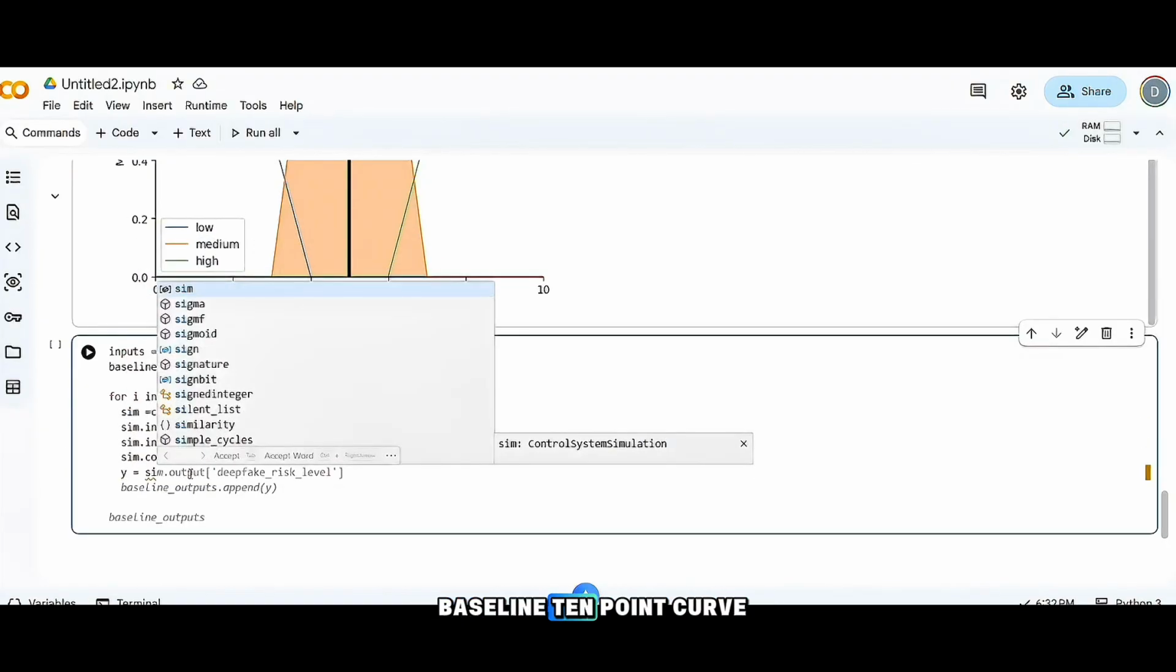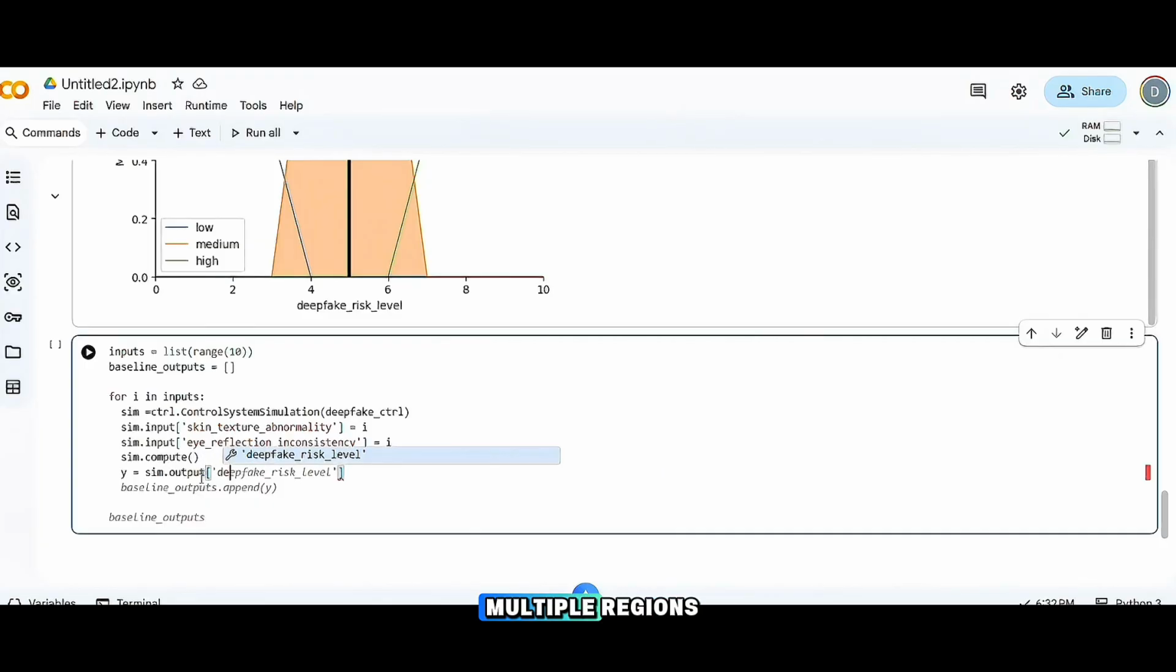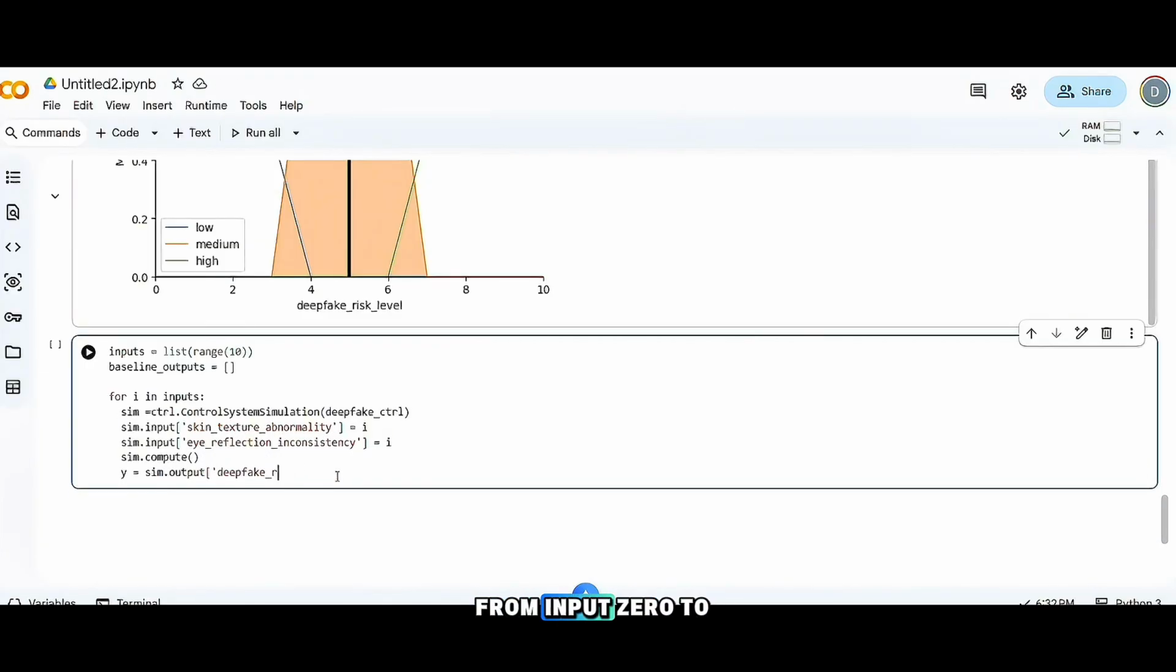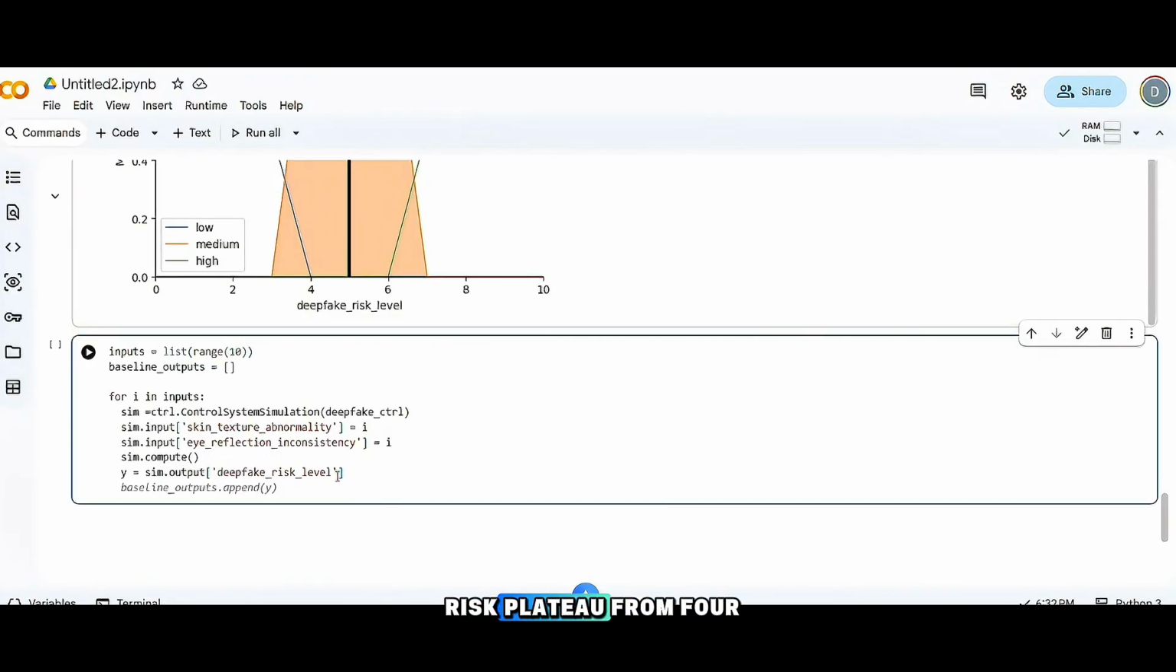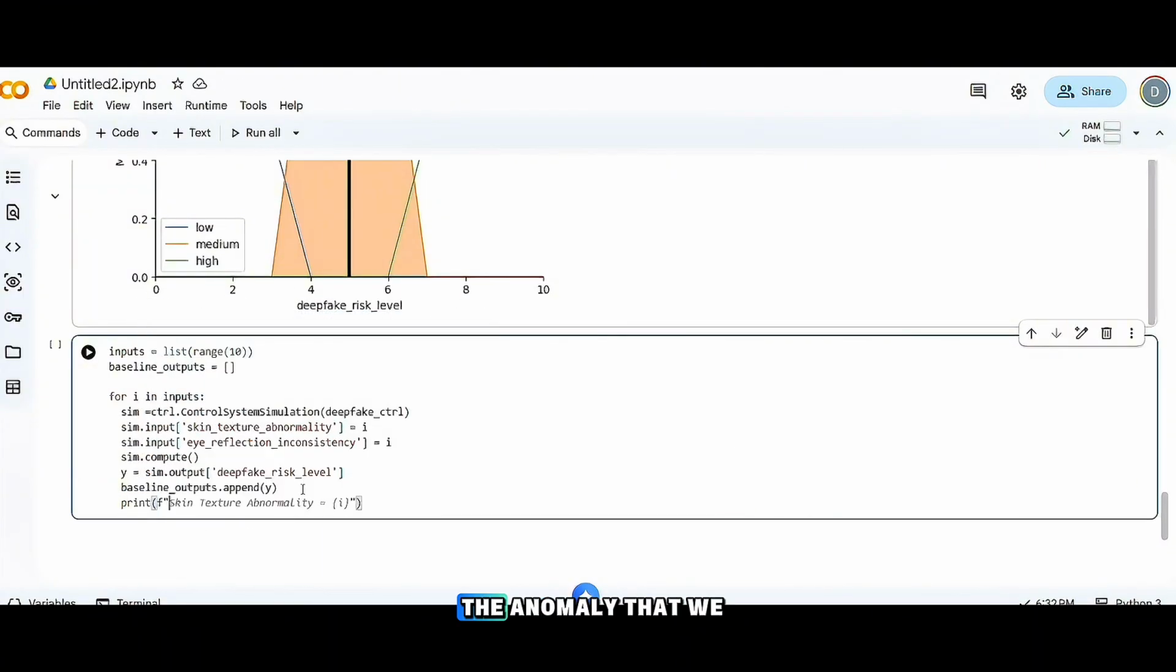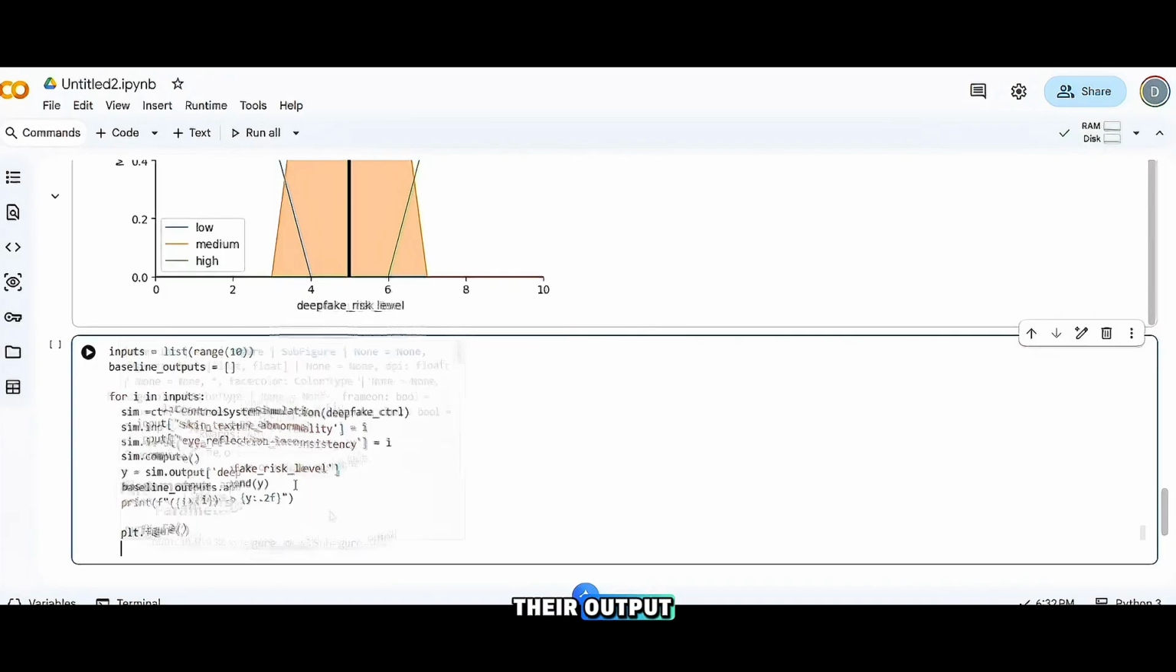This graph shows the baseline 10-point curve. We can clearly see a plateau behavior in multiple regions. First, we can see a low risk plateau from input 0 to 2, and then a medium risk plateau from 4 to 6, and it is followed by a sharp jump into the high risk region. The anomaly that we identify here is the medium risk plateau between input value 4 and 6, where we can see an increase in input severity does not significantly change the output.